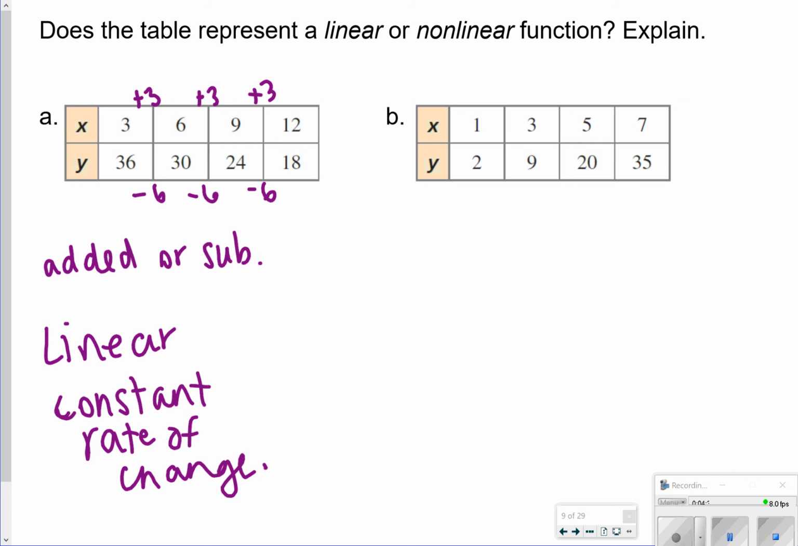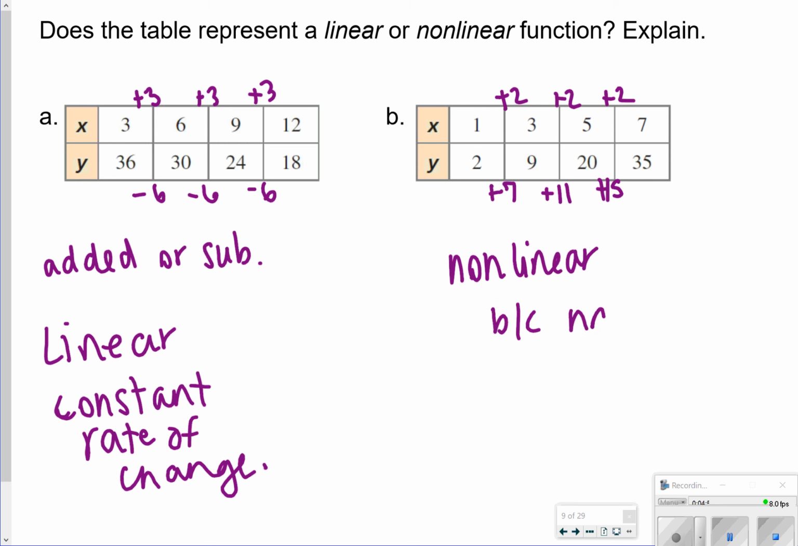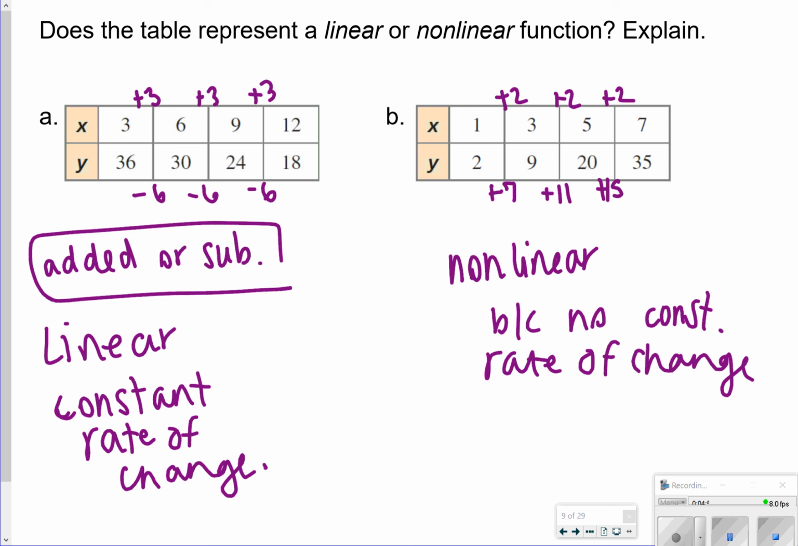But when we look over here, I can see the top row is growing by 2, but the bottom row, this one's +7, this one's +11, this one's +15. This one would be nonlinear because there is no constant rate of change. Okay, and just keep in mind, you can only add or subtract here whenever you're focusing on linear functions.